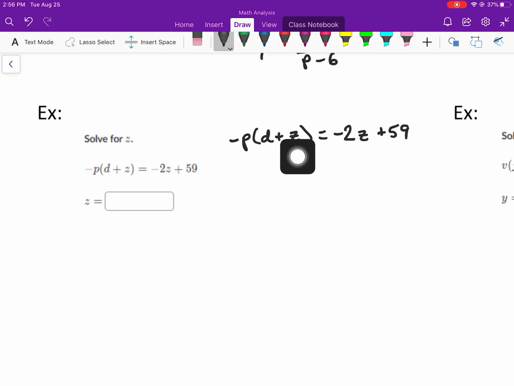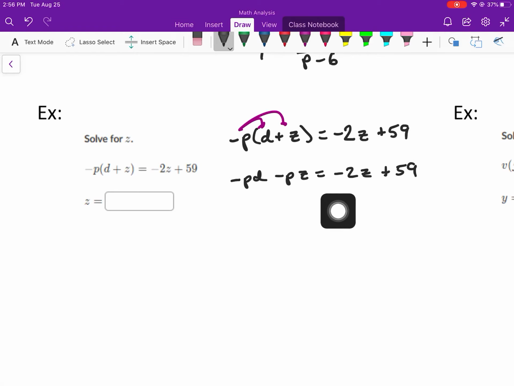So our goal is to get z by itself. So there's a z here. Now in order to get the z by itself, let's distribute the negative p first. It's the same idea as that last example. I'm going to take everything with a z, what we're solving for, move it to the left side. Everything without a z, like this term here, move it to the right side. So let's start by adding 2z to this side. So I'll have negative pd minus pz plus 2z equals 59.